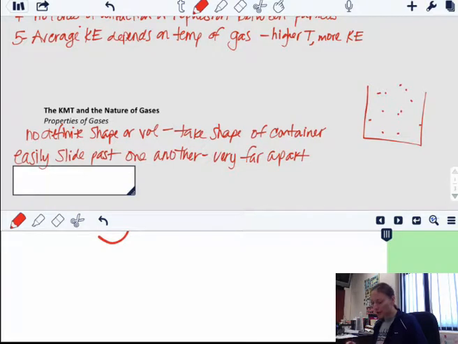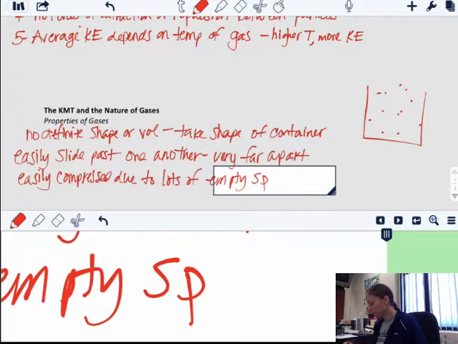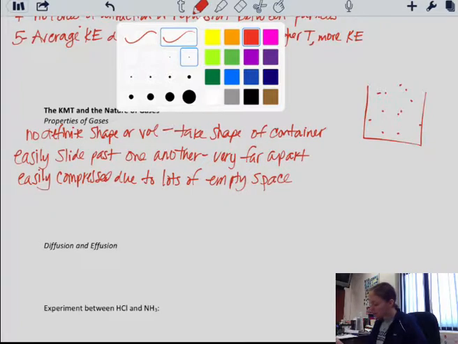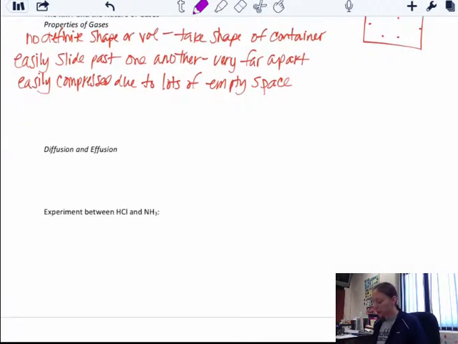Gases are also very easily compressed because there is lots of empty space. Okay, the next thing we're going to look at is the difference between diffusion and effusion, because gases do both of these.